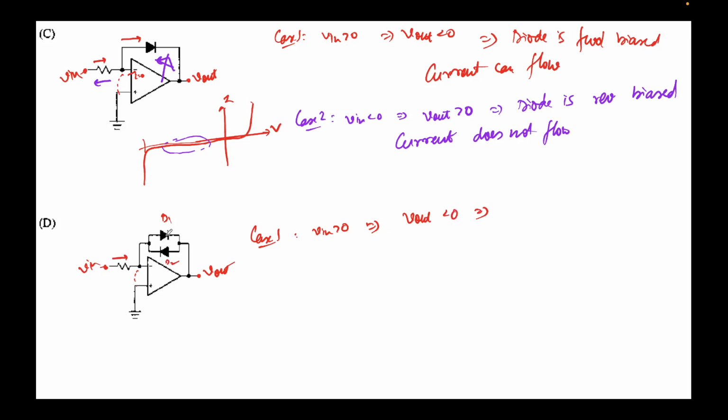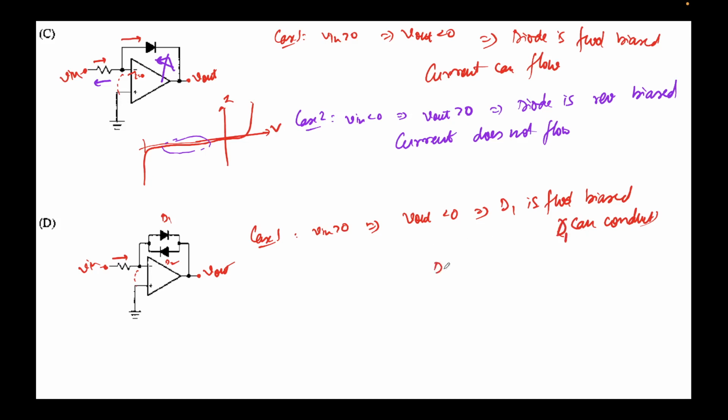So let's try to evaluate D1. D1, P side is connected to 0, while N side is connected to negative. Note V out is less than 0, right? So we can say that D1 is forward biased. If D1 is forward biased, this means it's operating in the first quadrant, so it can conduct. D1 can conduct.